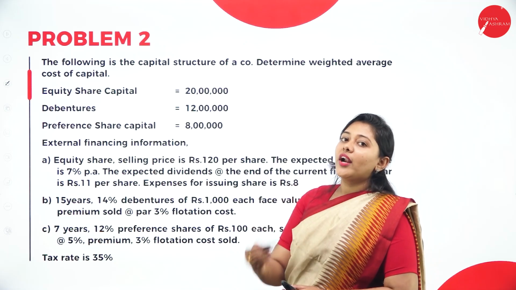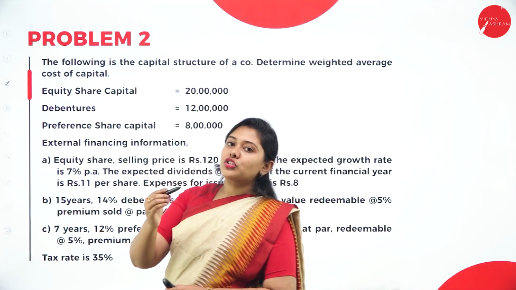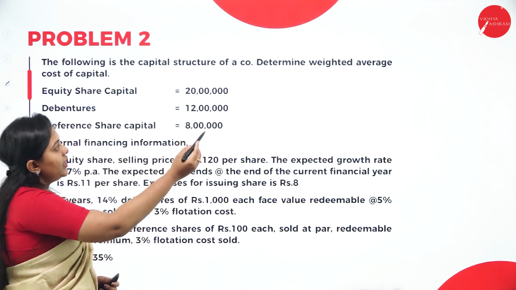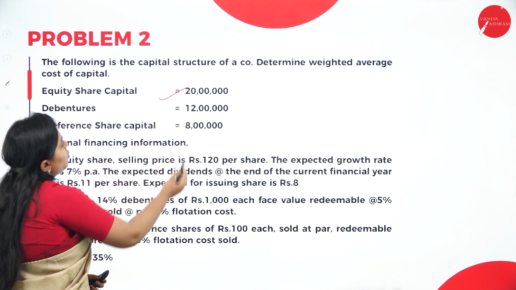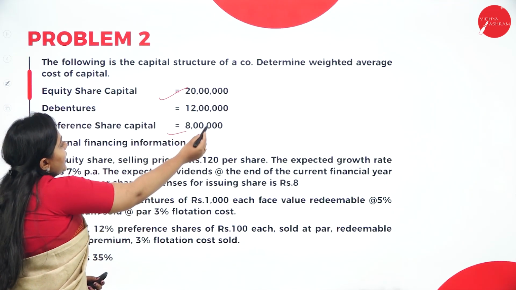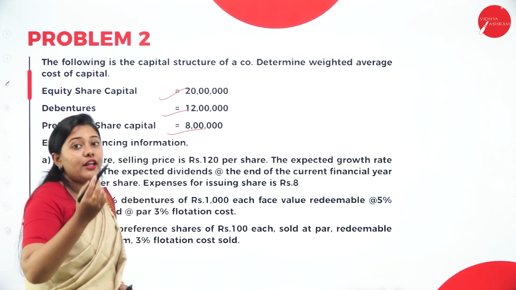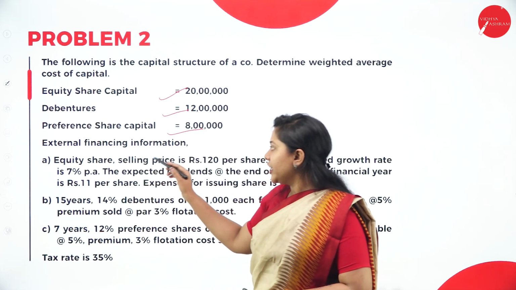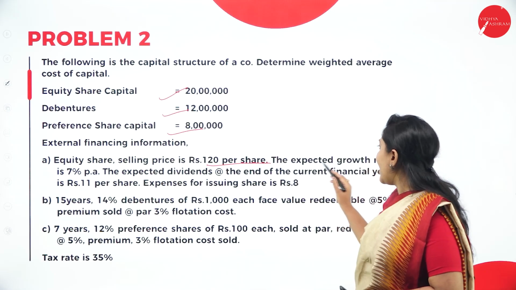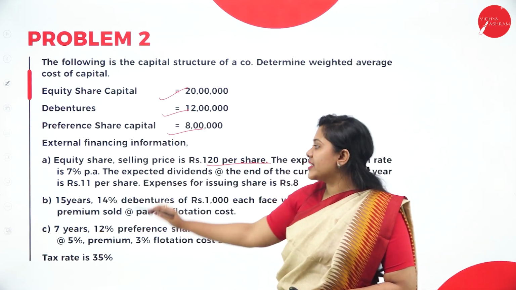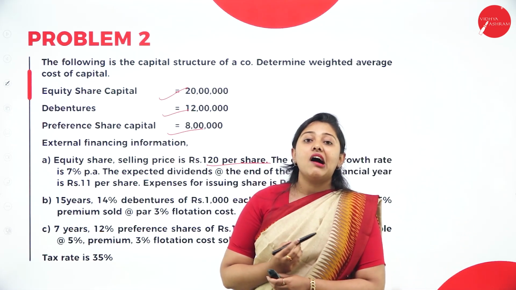So understand the question carefully. The following is the capital structure of a company. Determine the weighted average cost of capital. Equity share capital 20 lakh, preference shares 8 lakh and debenture is 12 lakh. External financing information is equity share selling price 120 per share. The expected growth rate is 7%. The expected dividend at the current year is 11 rupees.